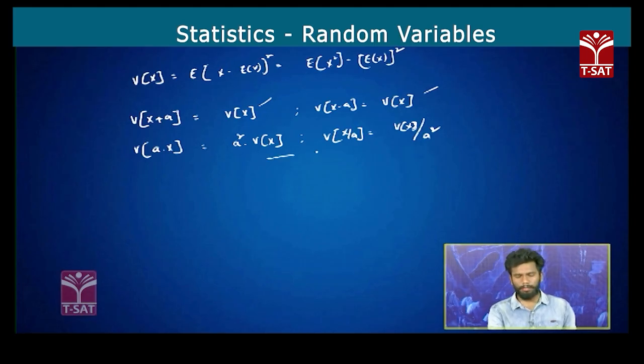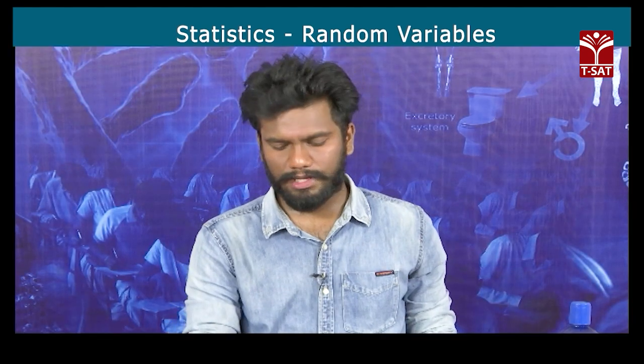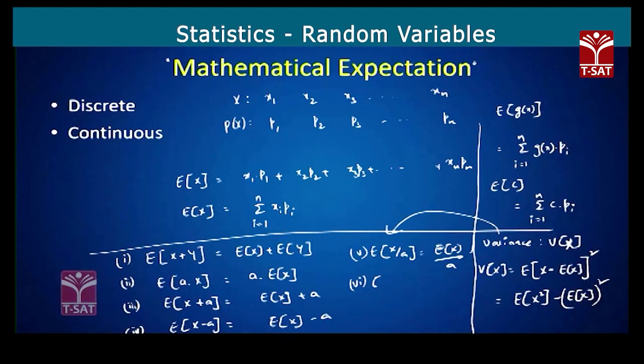And the below two properties show the change in the scale. So it shows that the change in the scale will affect the variance. There is one more point here, you have to just remember this. Expectation of any constant will be the constant itself.